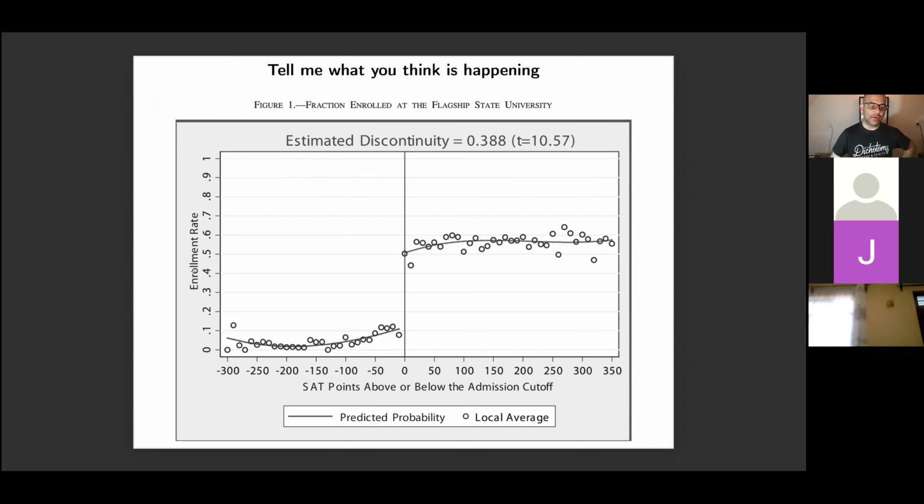Let's look at what we have here. We have the enrollment rate. This is the percent. The enrollment rate is the percent of applicants who ultimately enroll at Florida. This is at University of Florida. So it could be anywhere from only 10% of people that apply ultimately enroll, to everyone. All right, so that's the enrollment rate.